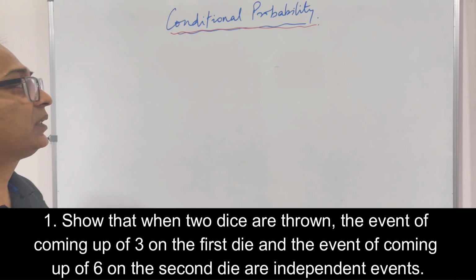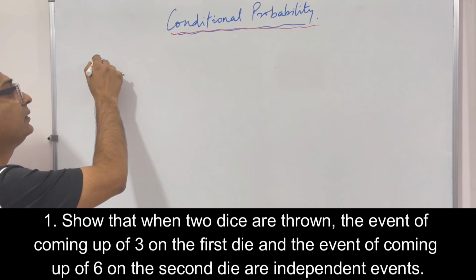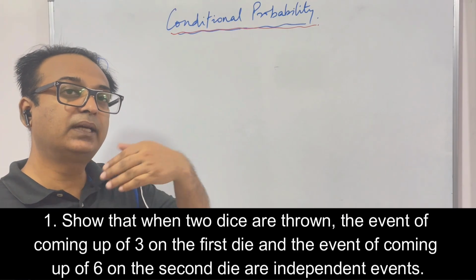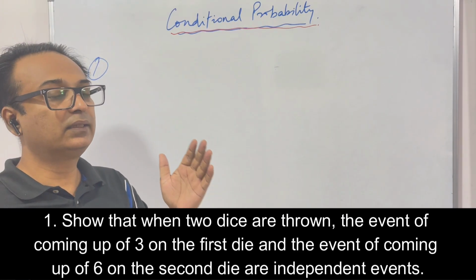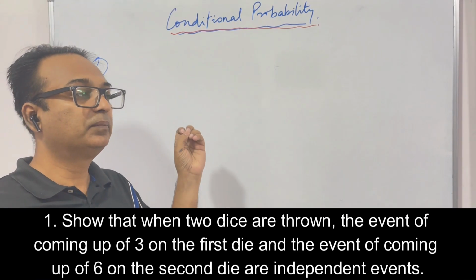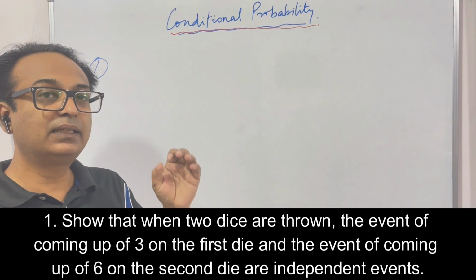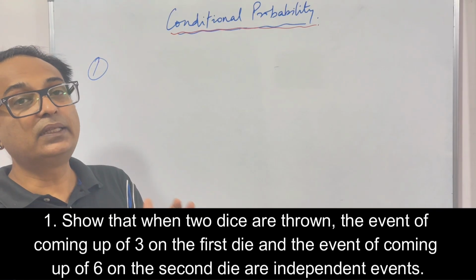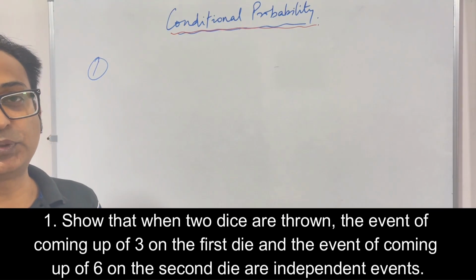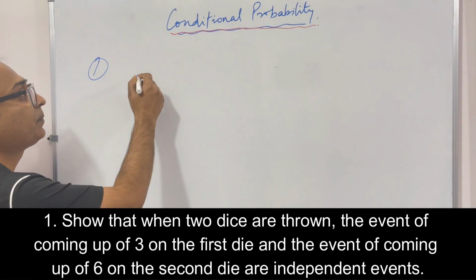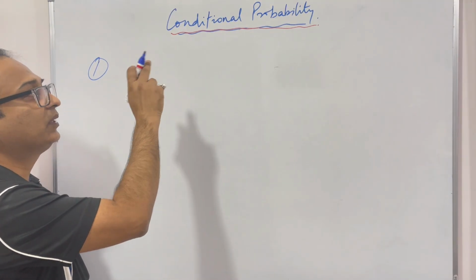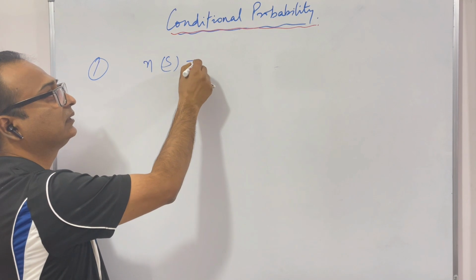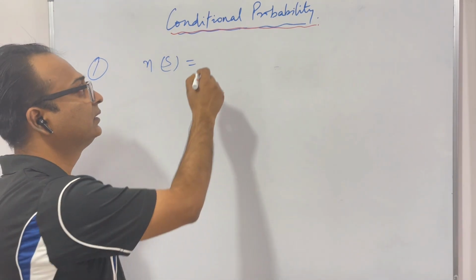Our first question, this is a very good question. It says, if we throw a die and we throw the die again, then prove that the events of getting a 3 in the first throw and 6 in the second throw are independent. We have to prove this. Let's see how we will prove it. Sample space is (1,1), (1,2) up to (6,6), 36 outcomes. So we will have n(S) equal to 36 when the die is thrown twice.